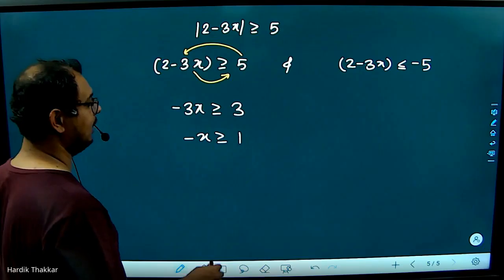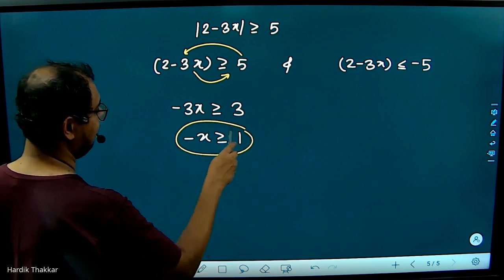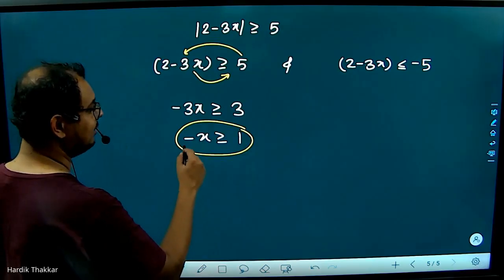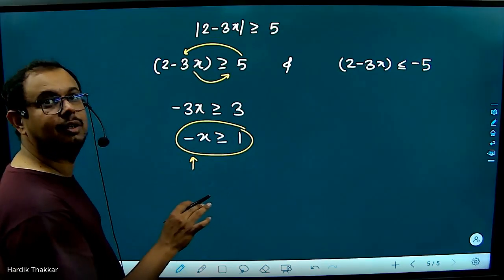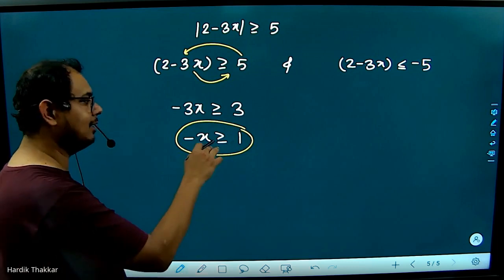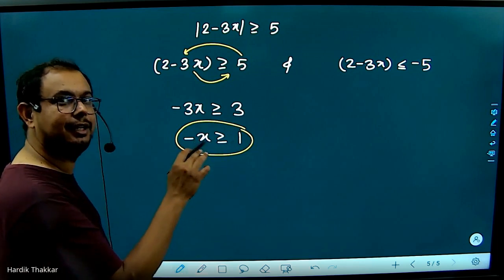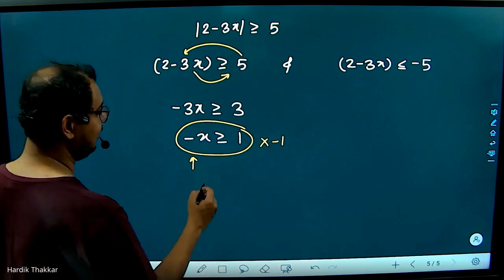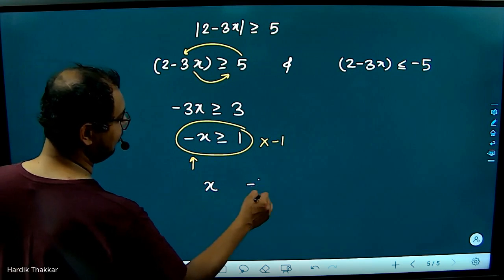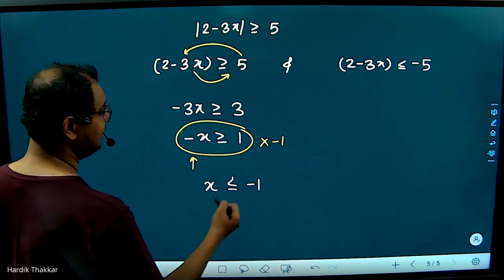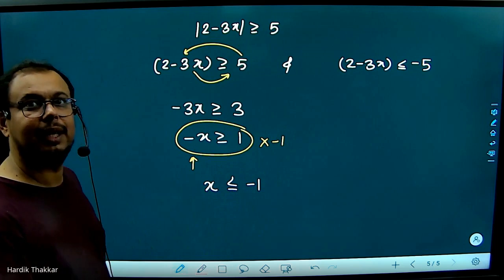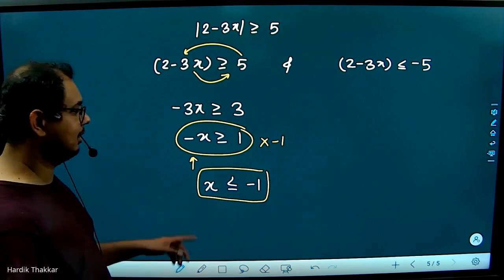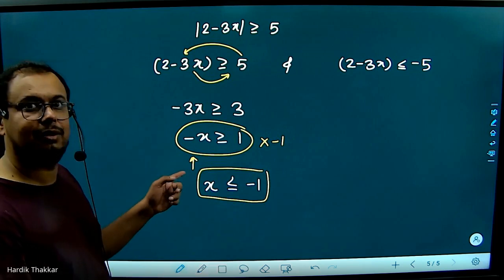Yes, sir. Okay. Now, what do we have to do? We have to remove this -1. We cannot directly shift this -1 here. It is okay in case of equality, but in case of inequality, it is wrong. So for that, we have to multiply both sides by -1. So the left part will be x, the right part will be -1, and the inequality sign gets reversed. So this is how you will get x less than or equal to -1. Understand? So I think you are making a mistake right over here.